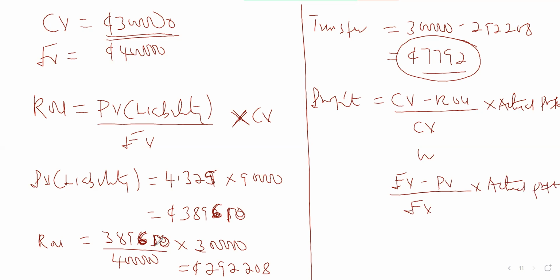Or you can also pass a double entry to get that particular figure. So let's come here. 7,792 divided by the 300,000, which is the carrying value, multiplied by the 100,000, which is the 400,000 minus the carrying value. What are we getting?